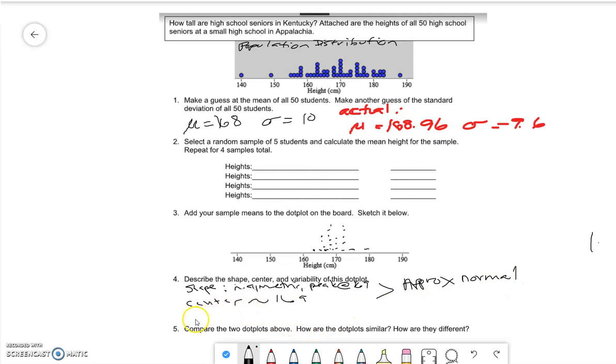Our variability, though, is much less than what we saw up here. This was stretched out between 140 and 188. Here we're between, I don't know, 164 and 179. So our standard deviation is, let's say, half, 3 up or down. So I'm going to estimate our standard deviation to be about 3. So you can see it got much less.